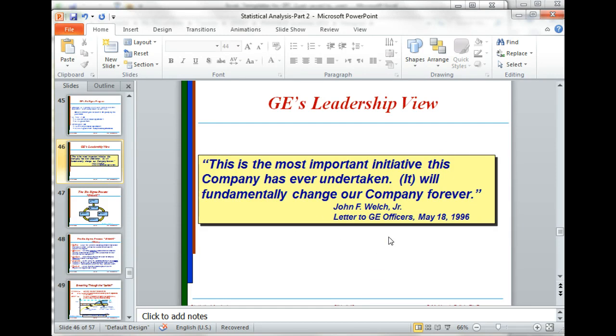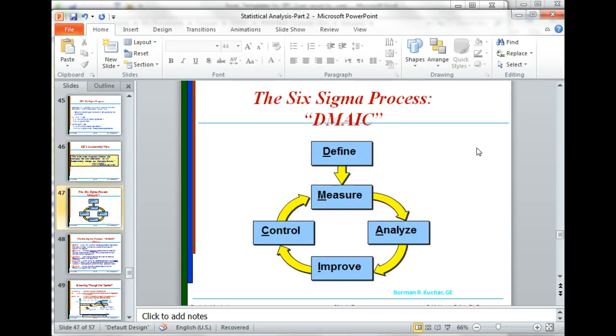Now that's how he believed it, and I'm just using that as a cliche here, but a lot of other companies have seen the value. Now GE took what was essentially the standard problem-solving methodology, or Deming improvement cycle, of measure, analyze, improve, and control. And they added a define to it, and they came out with this five-step process, which is now DMAIC, a standard approach in Six Sigma programs: define your problem, measure it, analyze it, improve it, and control it.